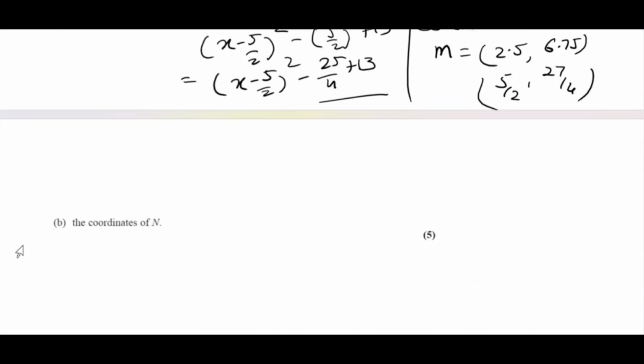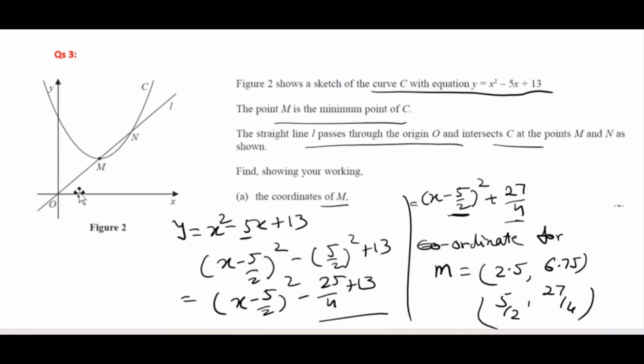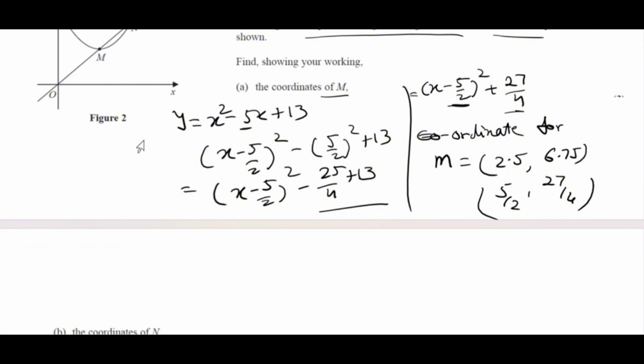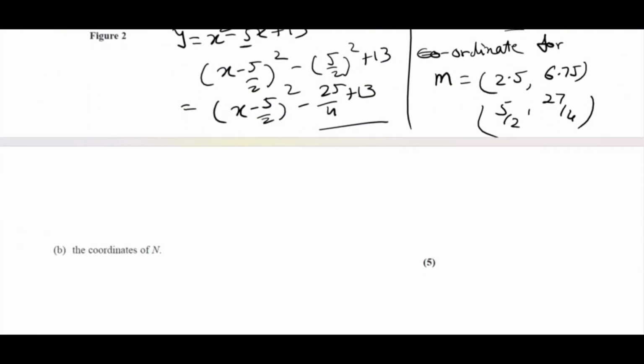Now part b, find the coordinates of N. As you can see here in this line, to find the coordinates of N, we can equate the equation of line L and the curve equation. That will give us two coordinates, but we don't know the equation of line L. So first we have to figure out the equation of line L. How can we do it? For that we need the gradient first. So we have two coordinates, 2.5 and 6.75, and 0, 0 because it is passing through the origin.